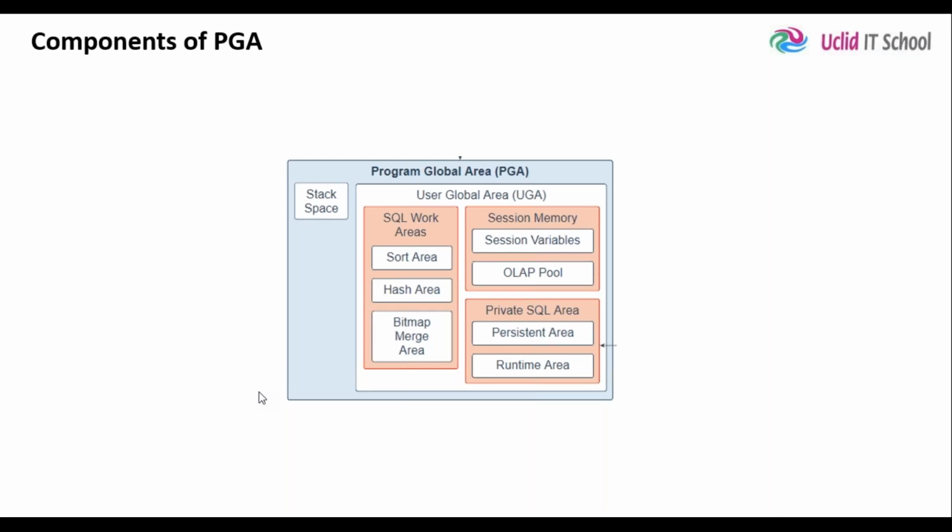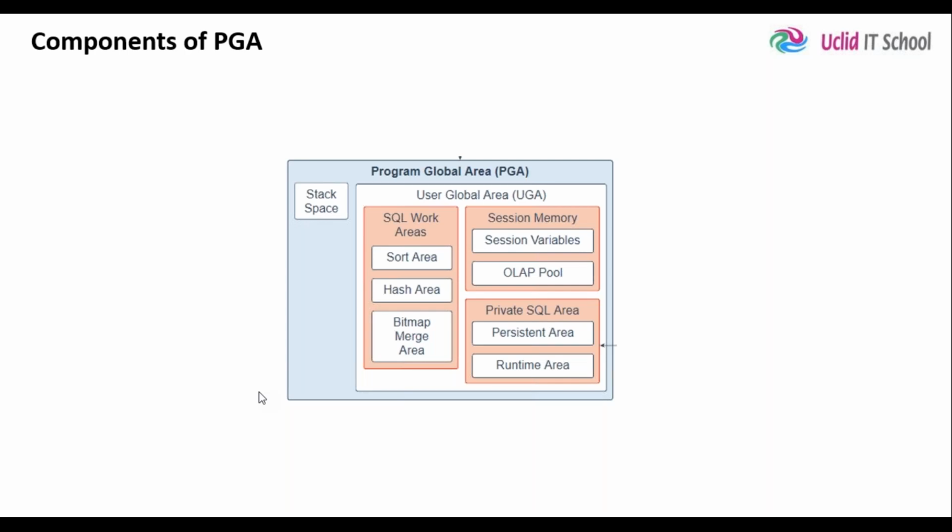PGA memory can also be allocated by the DBA. You can specify the total PGA memory that your instance can use, and each server process can use PGA memory. Each background process can use PGA memory. At any point in time, the sum of all the PGA memories used by different processes is called the instance PGA. A DBA can specify the size of the instance PGA.